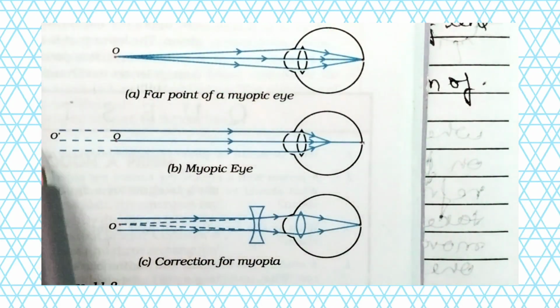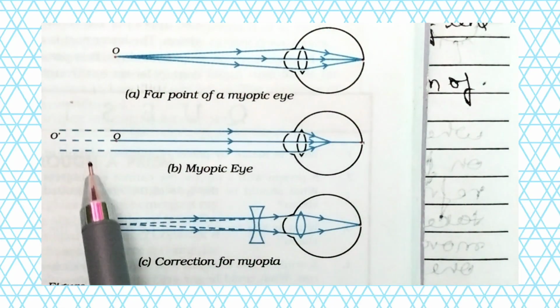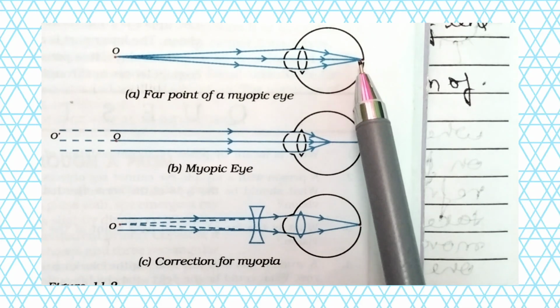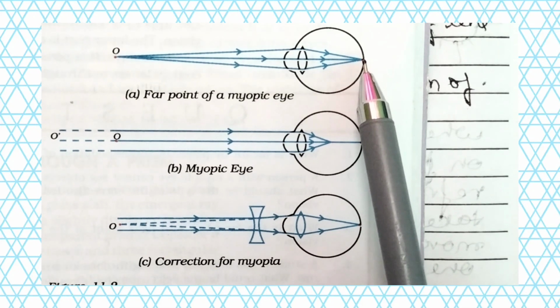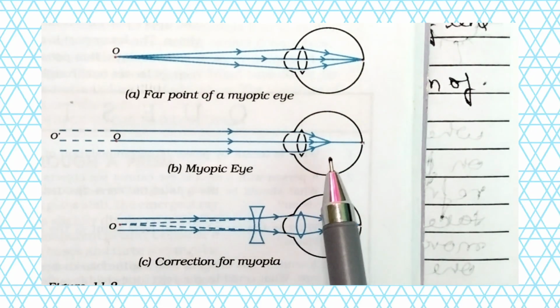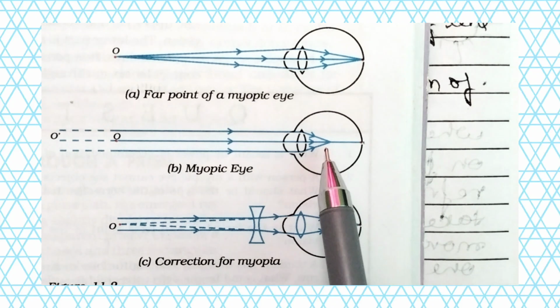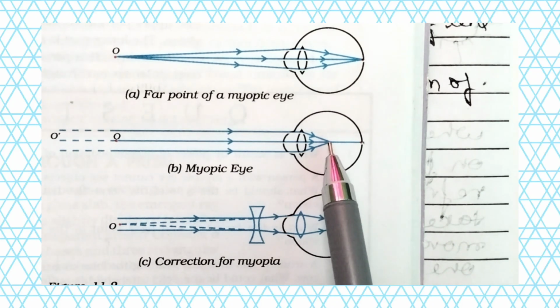So this is the diagram you have to write for the correction of myopia. Actually it should be like this. This is when the image is formed on the retina. But here, what is happening is the image is formed in front of the retina due to excessive curvature of the lens.